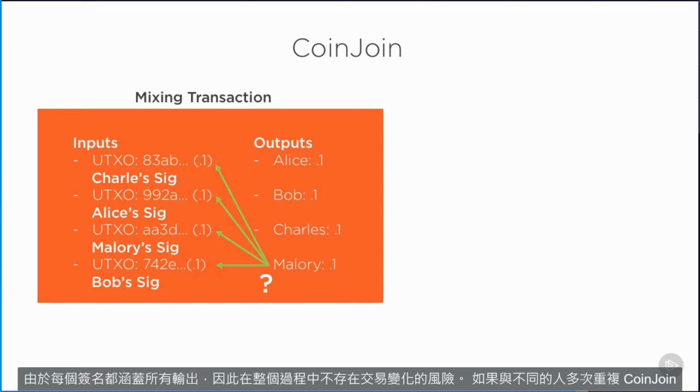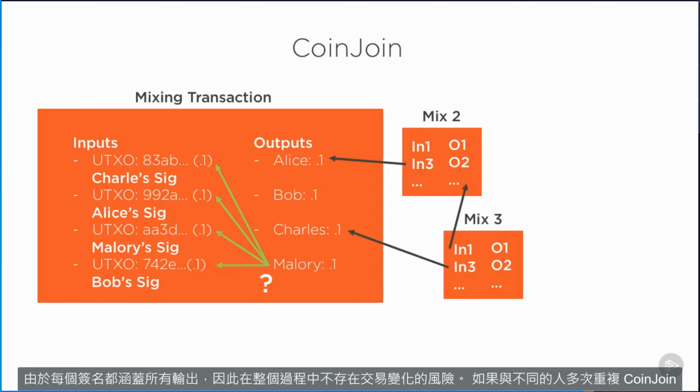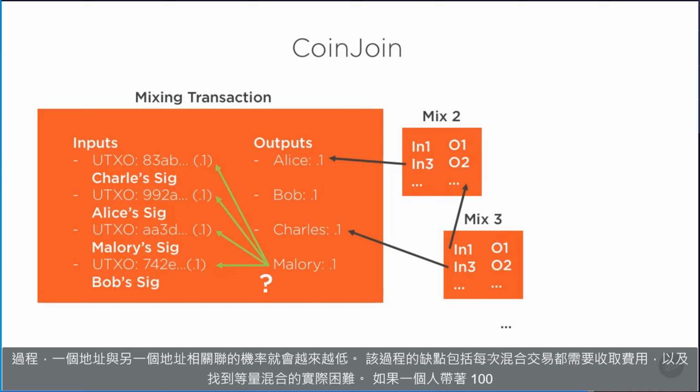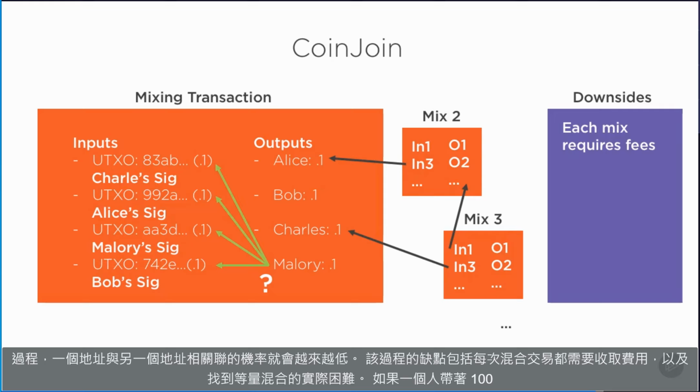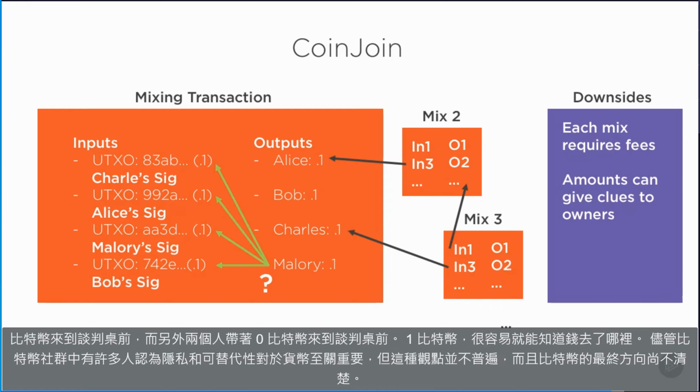If the CoinJoin process is repeated multiple times with different people, the probability that one address is associated with another becomes lower and lower. The downsides of this process include fees needed for each mixing transaction, as well as the practical difficulty in finding equal amounts to mix. If one person comes to the table with 100 Bitcoins and two others with 0.1 Bitcoins, it's very easy to see where the money went.